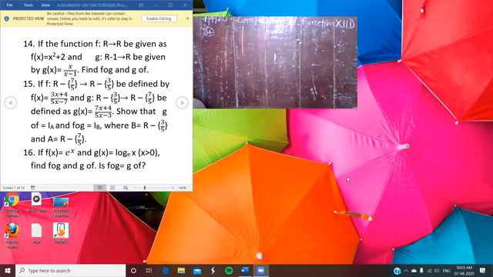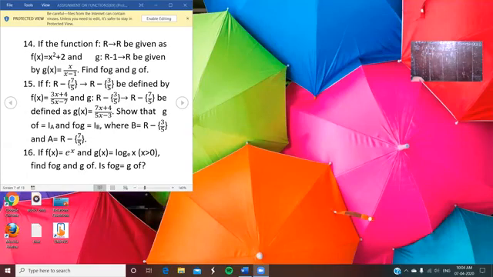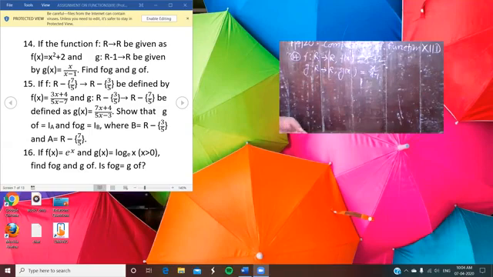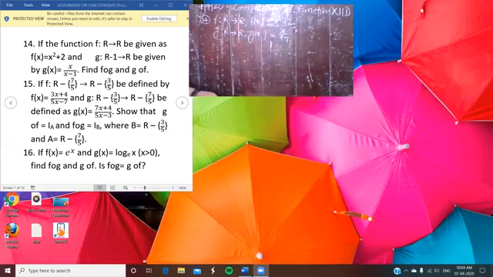If the function f is such that R to R, f(x) is equal to x minus 1, you have to find the value of fog and gof for the given function. So let us check how you find the value of fog and gof. First of all, you have to check whether the given functions gof and fog exist or not. So for the function fog, what is the condition when you say that the function exists?